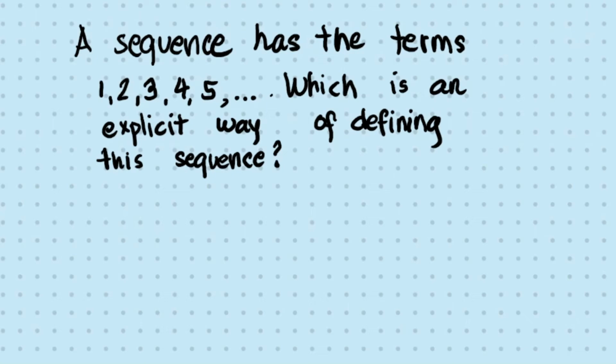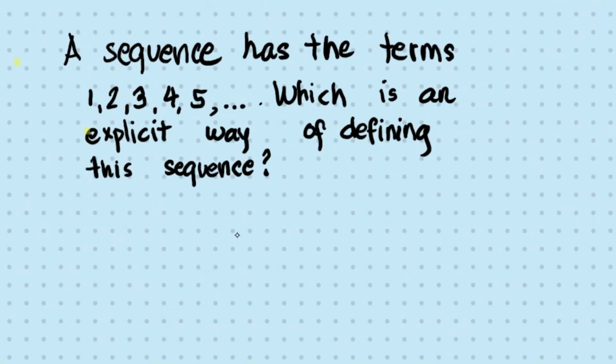A sequence is the terms 1, 2, 3, 4, 5, ellipses, which is an explicit way of defining this sequence. We need to be familiar with the meaning of explicit. Now, let me give you some examples to understand this word. When we are going to write a sequence in an explicit way, we may have this one. We write an expression in terms of n, and we place this expression inside curly braces.